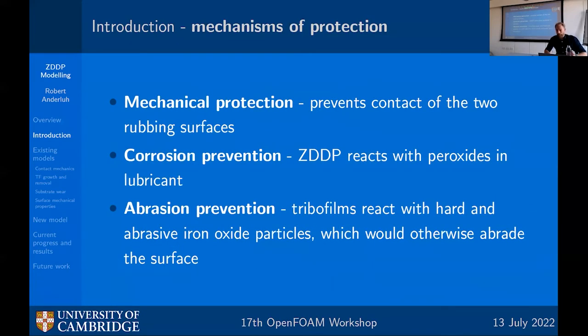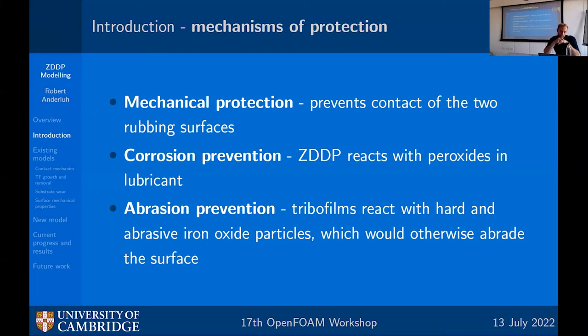So the mechanisms through which they protect surfaces from wear, the number one most significant one, and the one that I'm modeling, is mechanical protection. Basically, by their existence they prevent mechanical contact of two or even more rubbing surfaces. Instead of the substrate being worn out as a consequence of the contact, the tribofilms are getting worn out and then replenished when that point comes into contact with the oil containing the additives.